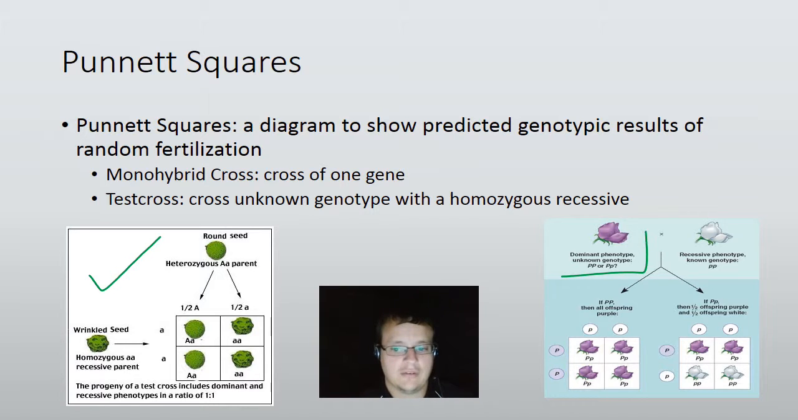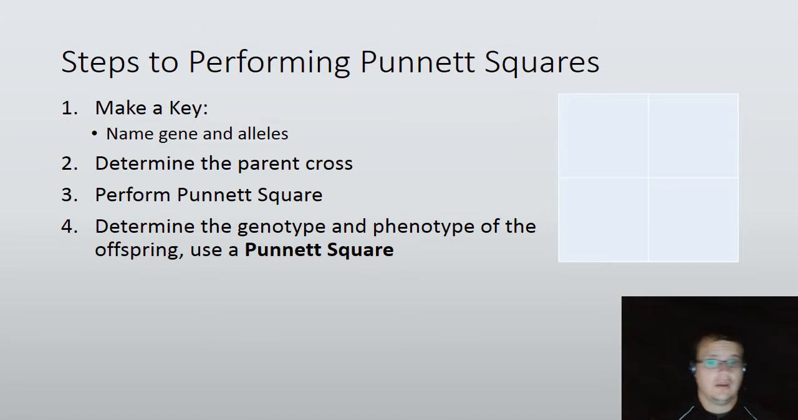So in this case, this would be our unknown genotype. We don't know if this flower is homozygous dominant, as in here, or homozygous recessive, as in here. So if we cross it with a known genotype, as in our homozygous recessive, then we can determine whether it is homozygous dominant or heterozygous. And that's a test cross.